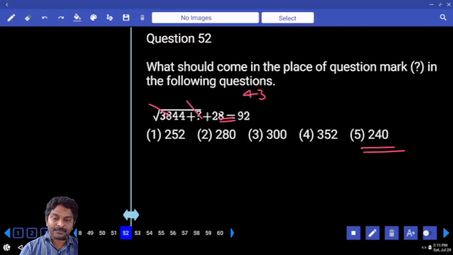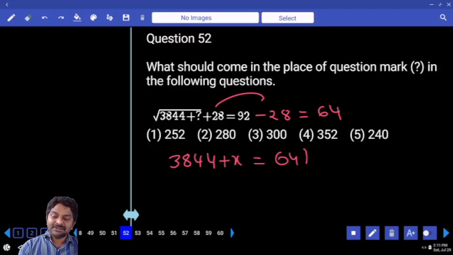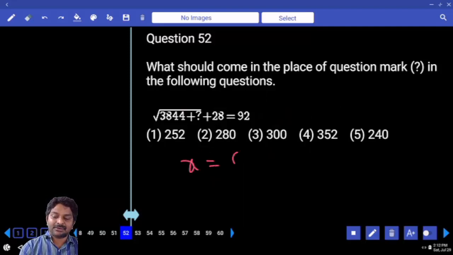Followed? 28 goes to the right hand side. Minus 28. How much does it become? 60. Now, if you take the square, you will get 3844 plus x, that is equal to 64 square only. Right, now 64 square ends with this number. So x is equal to 64 square minus 3844.